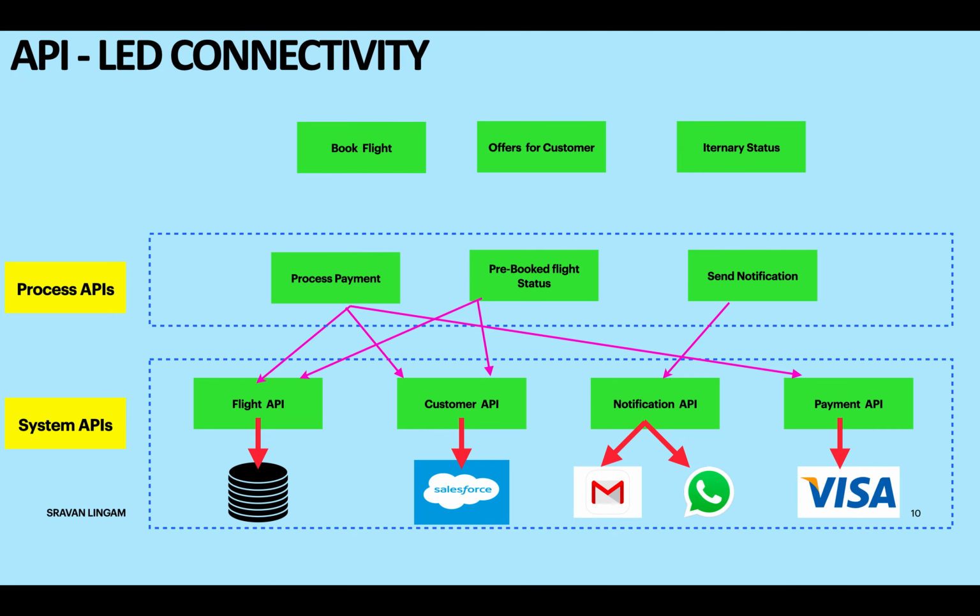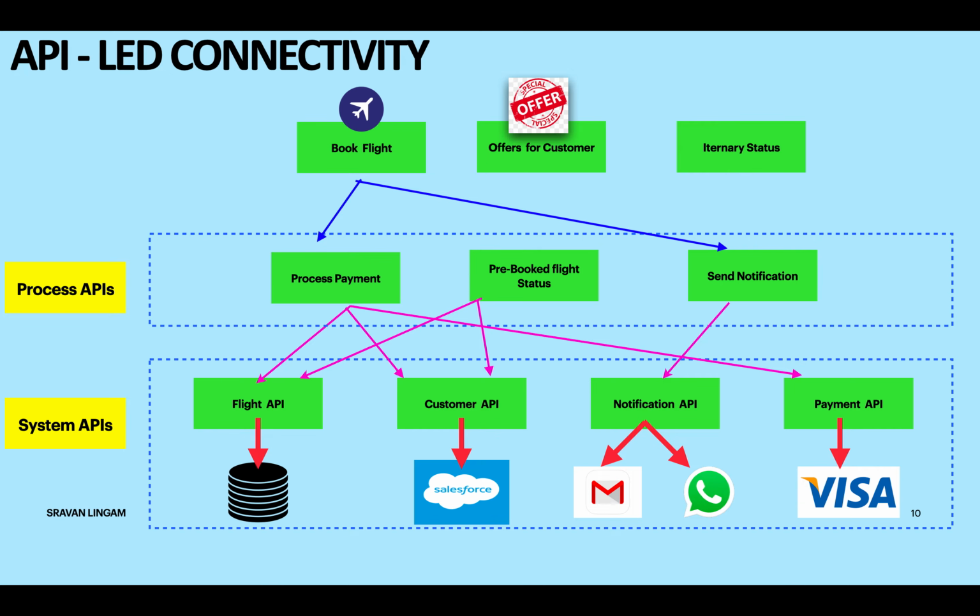So what will happen, this book flight will connect to the process payment API and notification API here. Why? Now we have discussed the bottom up approach. Imagine that a consumer is booking a flight. When he calls the booking flight API, it is internally calling the process payment and send notification APIs together. And this process payment API internally again calls the flight API, customer API and payment API. So once process payment is done, then it will send the notification.